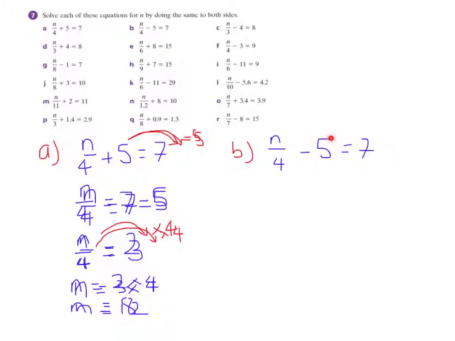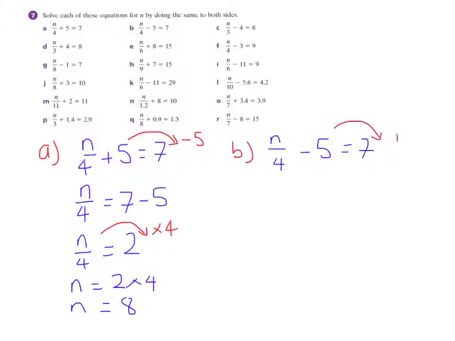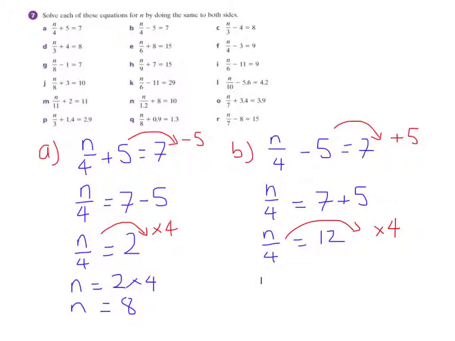Okay, so let's have a look at this one. We've got to take 5 here. So when we put it over to this side, it becomes a plus 5. So n over 4 equals 7 plus 5, which is 12. Now, this was n divided by 4. When I take it over to this side, what does it become? It becomes a times 4. So n equals 12 times 4. 12 times 4 is 48.